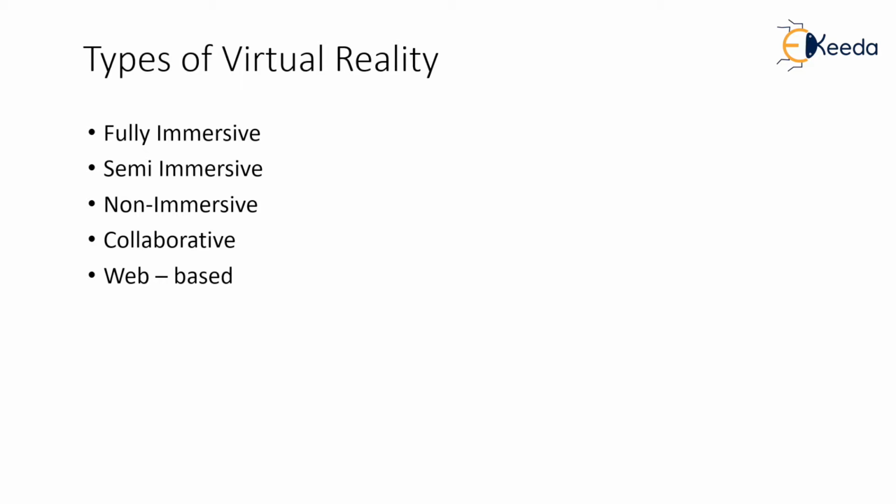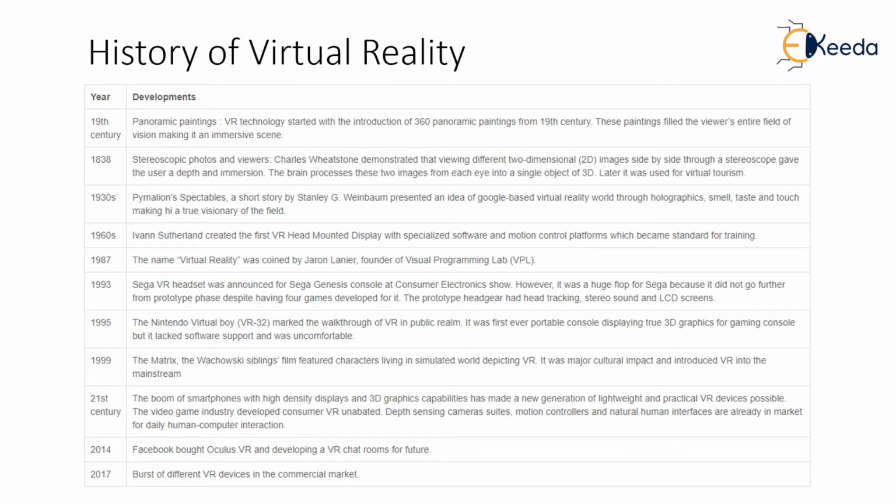In the next slide, let us look at the history of virtual reality. The present slide talks about the history of virtual reality. In the 1960s, Ivan Sutherland created the first VR head-mounted display. Sutherland's head-mounted display was so heavy that it had to be suspended from the ceiling, and the formidable appearance of the device inspired its name, the Sword of Damocles.